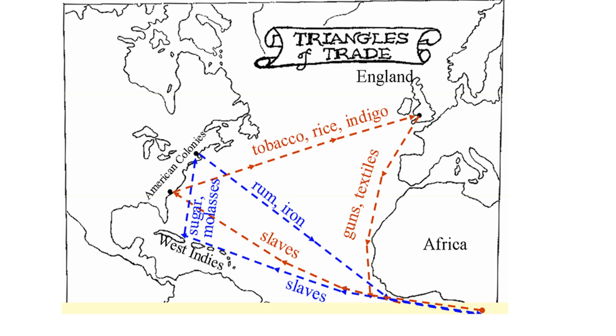The other triangle we have, the red triangle there, has slaves going to the southern colonies. The southern colonies are sending those cash crops, tobacco, indigo, and rice, over to England, and England is sending produced goods like textiles and guns down to Africa. So we have these two triangles of trade.